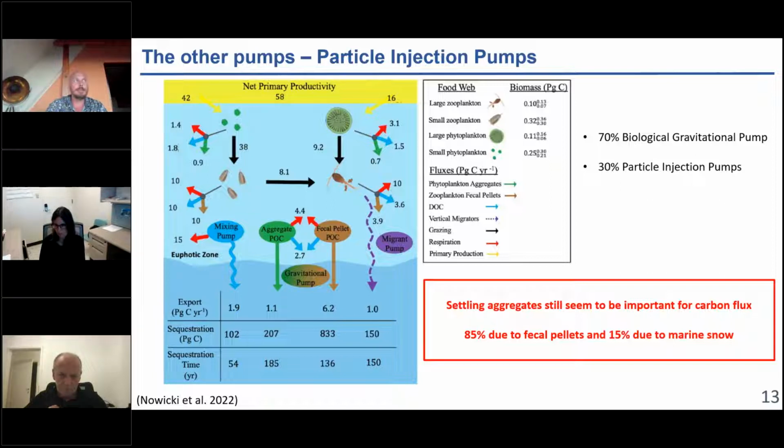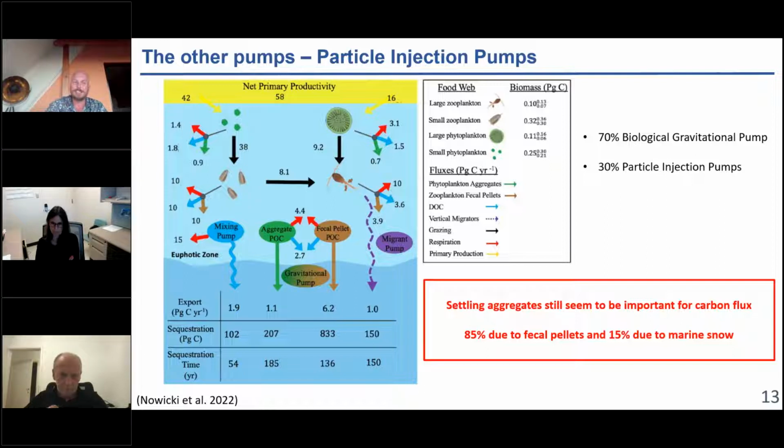which seems a little incredible when you look at the numbers, because fecal pellets are important, especially in the Southern Ocean or in temperate regions. But if you go to low latitudes, it's primarily marine snow sinking down. So that's another thing where we really need to look into it. Should we really spend more effort on zooplankton, or is it actually marine snow?